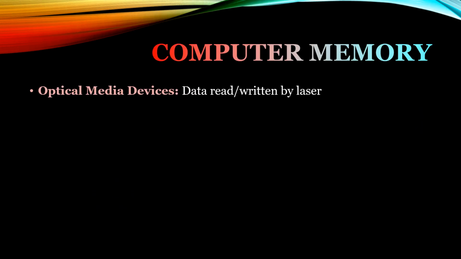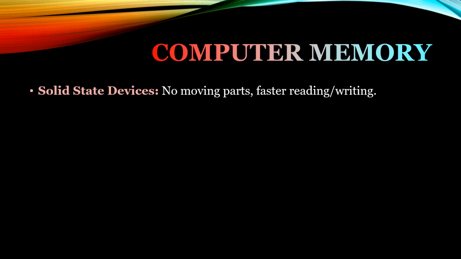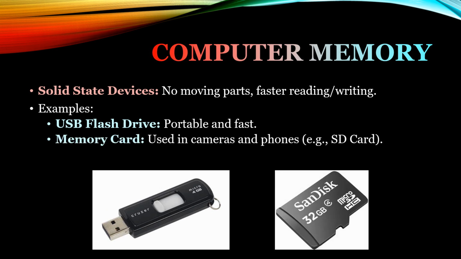The next type is optical media devices. In these, data is read or written by laser. Examples include CD, DVD, and Blu-ray. The last type is solid state devices, which have no moving parts and are faster in reading and writing. Examples include USB flash drives, which are portable and fast, and memory cards, which are used in cameras and phones.